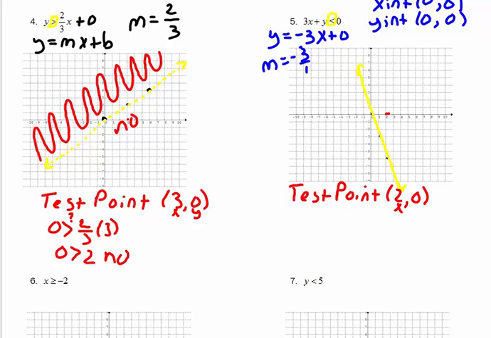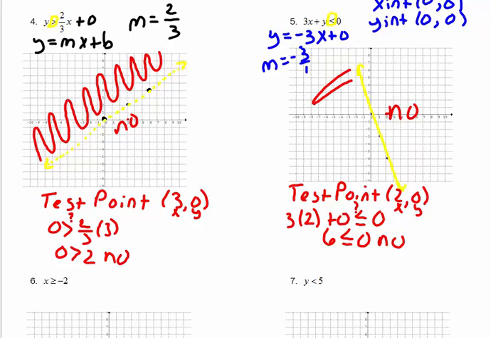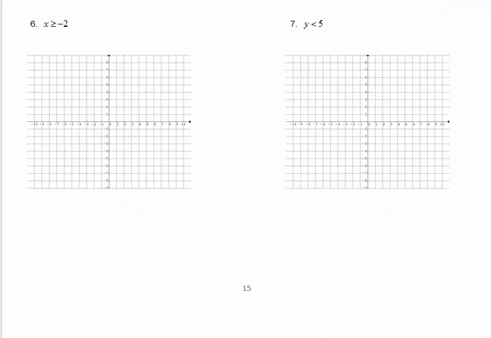Plugging in value for x and y, I get 3 times 2 plus 0 is supposed to be less than or equal to 0. Is that true? Well, 3 times 2 is 6. Is 6 less than or equal to 0? No. So 2, 0 did not work, so none of those points will work on that side. So I should shade on the other side. Again, choose a test point on the left side of the line, and you see that those points will satisfy the inequality.